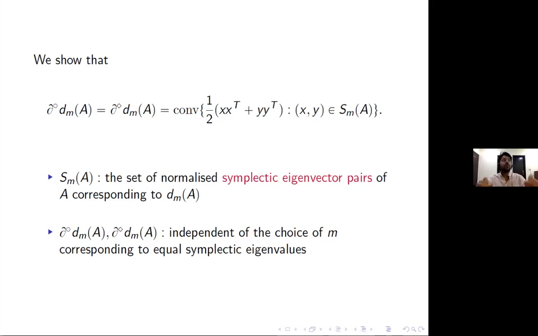Now, instead of talking about the symplectic eigenvalue maps as functions of all positive definite matrices, we study their differentiability properties as functions of positive definite matrices that lie on a curve rather than the whole set. And there we got some interesting properties.